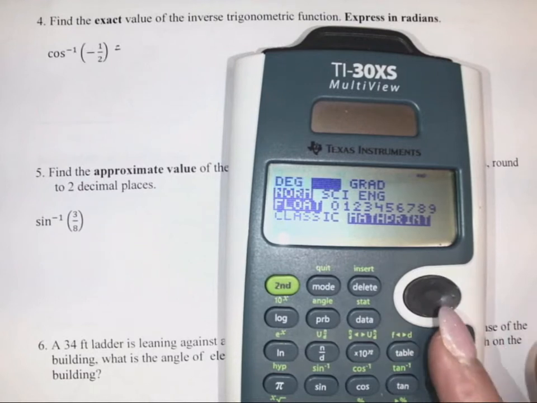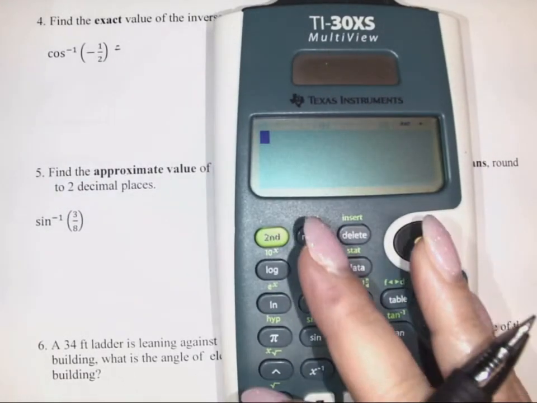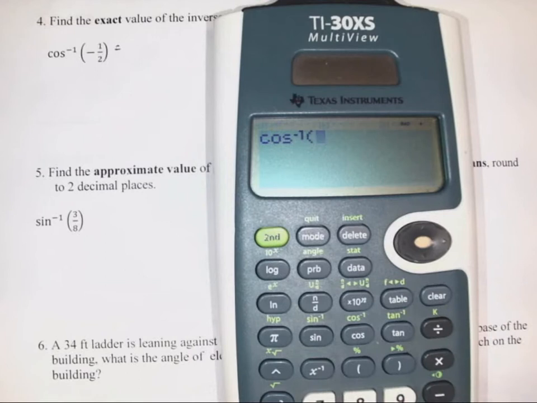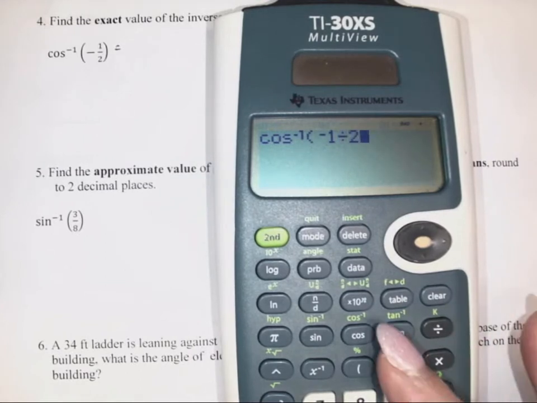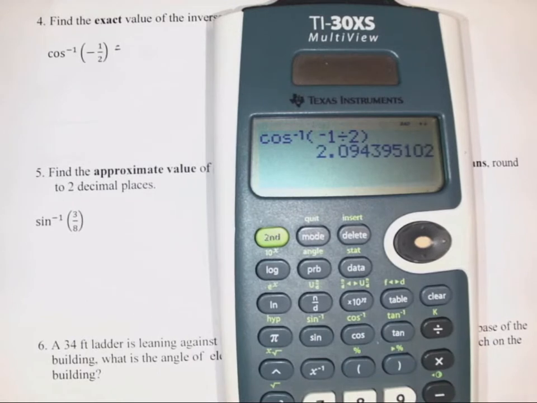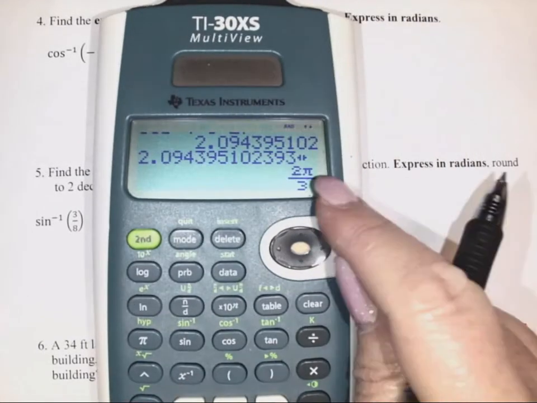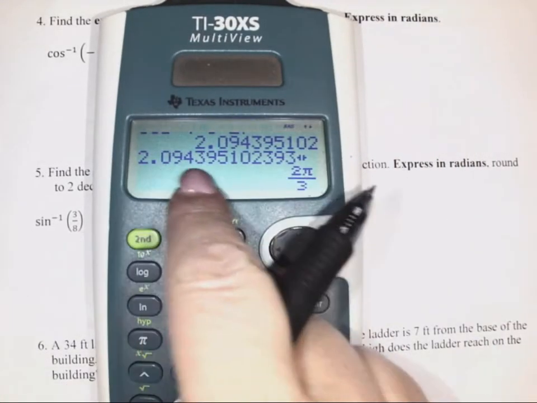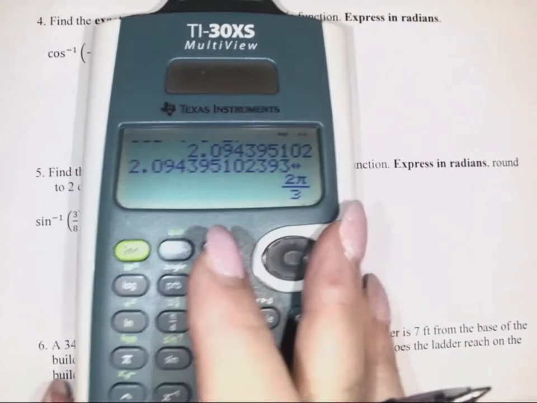And I can do this without doing that, but we'll see what we get here. So second cosine inverse of negative 1 divided by 2. And I need it to be exact value. So it's 2 pi over 3. So if you only get a decimal, that's not going to be good enough.